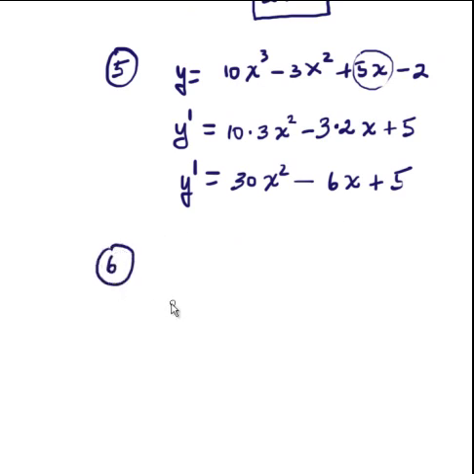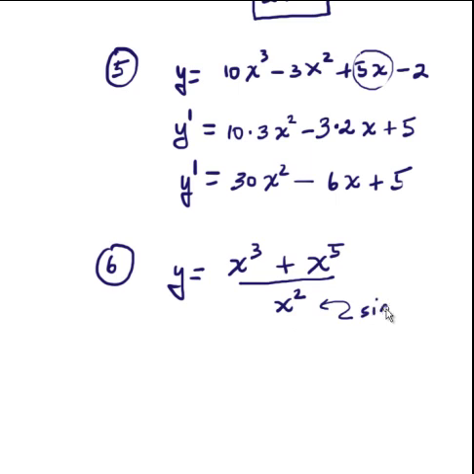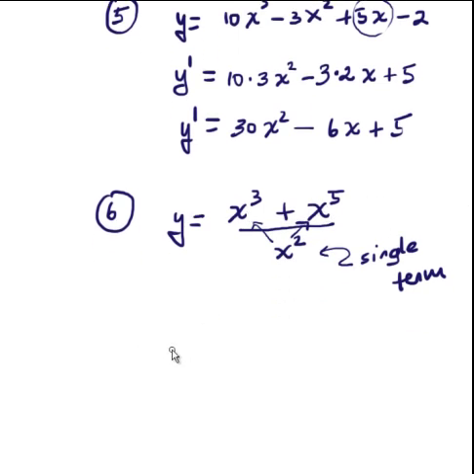Okay, just 2 more important examples. Let's say we have y equal x cubed plus x to the 5th over x squared. We have a single term in the denominator. When we have a single term in the denominator, we could divide to get a sum of powers. Divide the single term into the first and the second and get a sum of powers. So rewrite in the form where we can use the power rules.